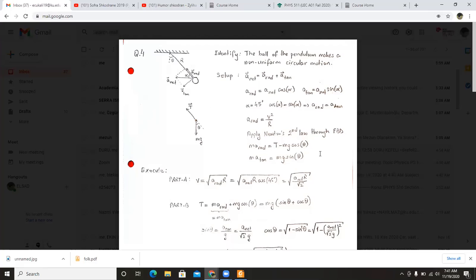That's easy. So eventually you can find that T is nothing but m times a radial, the centripetal acceleration, plus mg cosine theta. And that's easy. You already know this one. You know m, you know g, and you also know theta. How do I know the theta? Anybody who can help me with that?